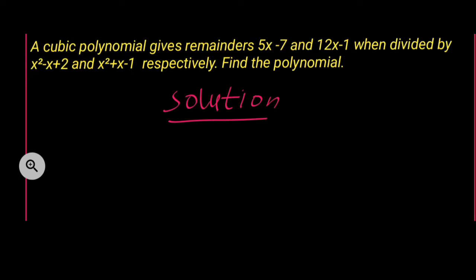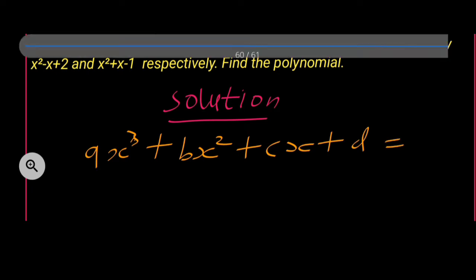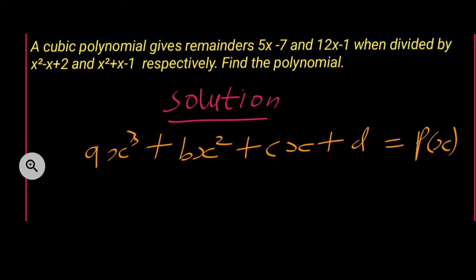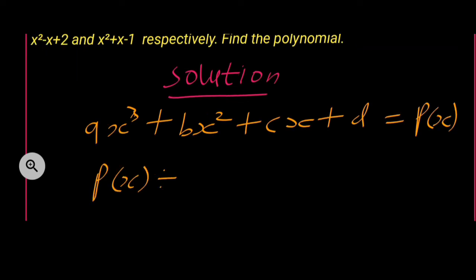And since we know this, we can safely say that the polynomial is of the form ax cubed plus bx squared plus cx plus d, where a, b, c and d are real numbers. Now from the question, we are told that the polynomial, let's call it p of x, is divided by x squared minus x plus 2, and we get a remainder of 5x minus 7. That's when the polynomial is divided by x squared minus x plus 2, we get a remainder of 5x minus 7.